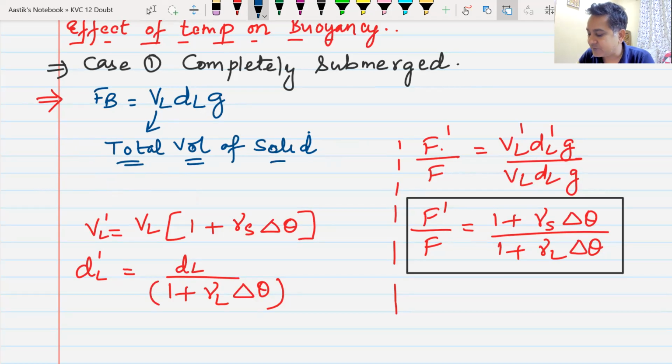I think you have misinterpreted what I have said. So let me correct it first. This is the total volume of the solid. It is completely submerged. Okay. Now remember, before doing this case, let me go on to the case where the body is floating.